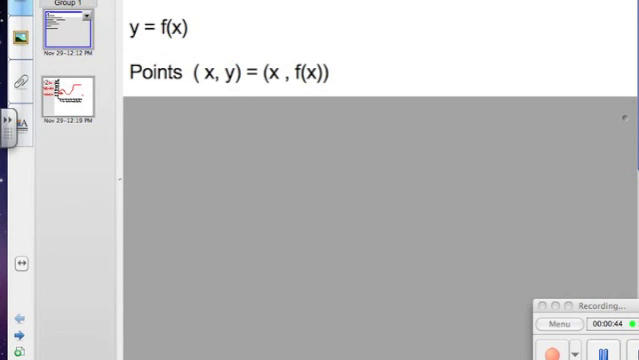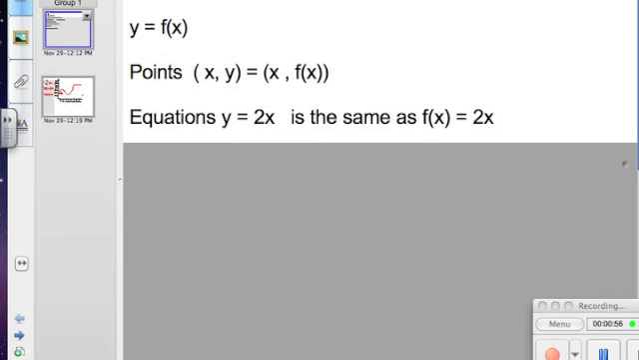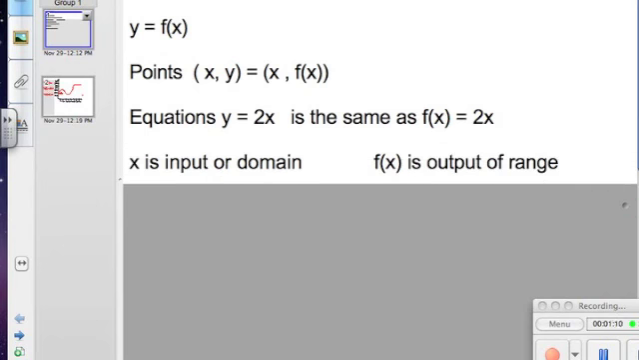So with functions, in the old way we had points that were x and y. Points with functions are called x and f of x, where f of x just replaces y. In equations, instead of y equals 2x, we'll have f of x equals 2x. So it seems pretty simple. Some of you may be wondering why, but we'll get to that a little bit later. Where x is the input or the domain, and f of x is the output or the range.